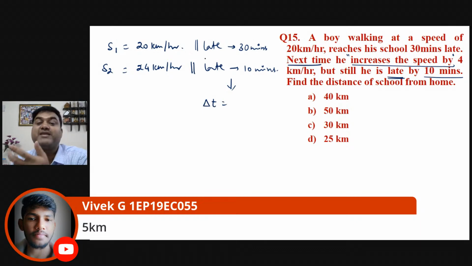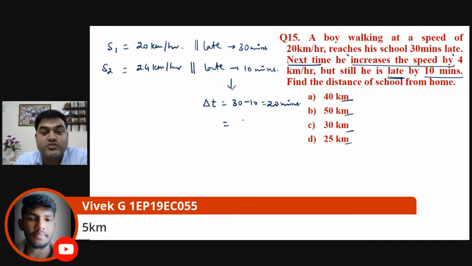The time difference: both times he is late, right? One time 30 minutes late, this time 10 minutes late. The difference is 20 minutes, correct? When both are late, you have to find the difference; when one is early and one late, you should add. So this is 30 minus 10, that is 20 minutes. Delta t, can we change it into hours? Why? Because everything is given, and the answer is also required, in kilometers. So 20 by 60, that is 1 by 3 hour. Okay, delta t we have got.